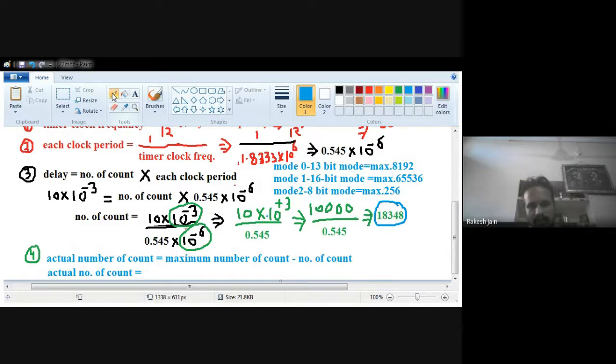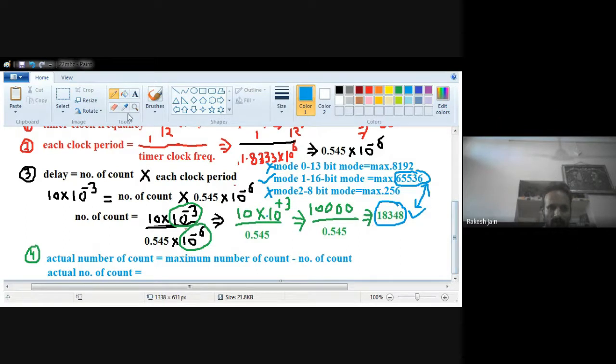So the step number 3 answer is the number of count equal to 18,348. We cannot use mode 2 because it is very small compared with the number of count, 18,348. Mode 0 we cannot use because the maximum value is only 8192. Then only one mode is remaining, that is mode 1, and mode 1 maximum value is 65536. That is greater than the calculated value of step number 3. That's why we use mode 1.